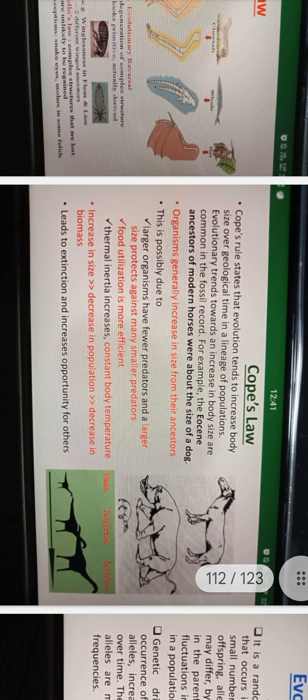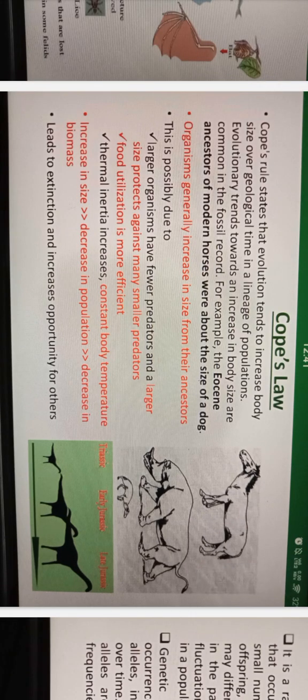Cope's law. Cope's rule states that evolution tends to increase body size over geological time in a lineage of populations. Evolutionary trends toward an increase in body size are common in the fossil record.